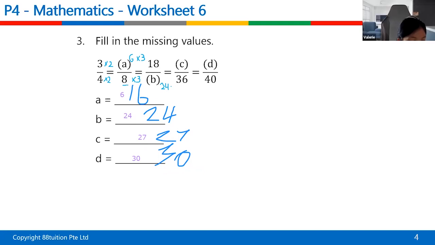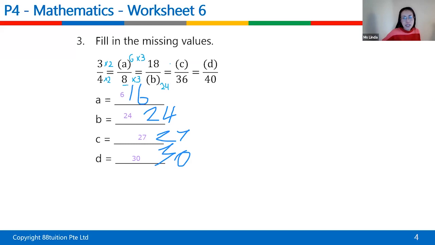Times? Divide by 2. If you divide by 2, it will be 9. And then 24 divided by 2 is 12. Then 12 times 3 is 36. Then 9 times 3 is 27. Good job. Very good. There's two workings here.